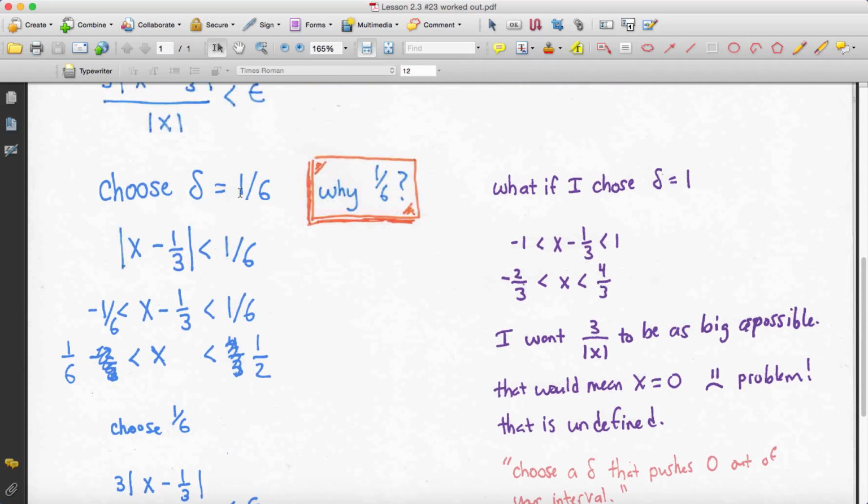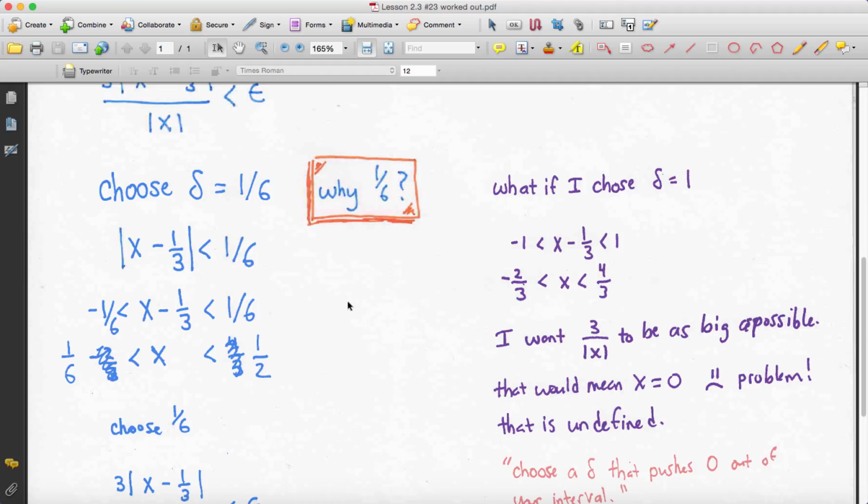Why on earth am I choosing 1/6 instead of 1? Because so many times in previous problems I chose 1. Well, let's look at the consequence of what happens if I do choose delta equals 1. If I choose delta equals 1, this means that x minus 1/3 is bounded between negative 1 and 1. Add 1/3 to every side, and I get negative 2/3 is less than x is less than 4/3.